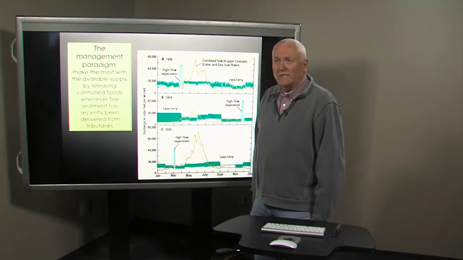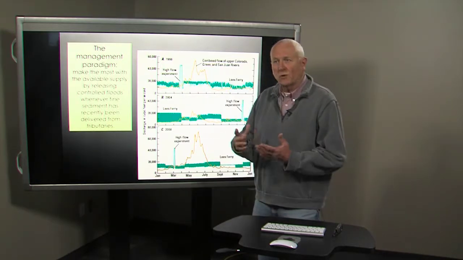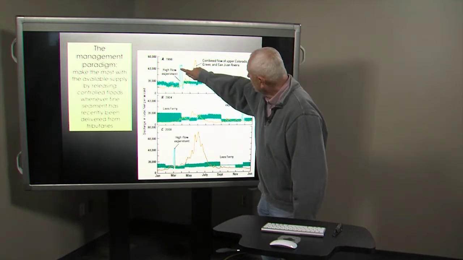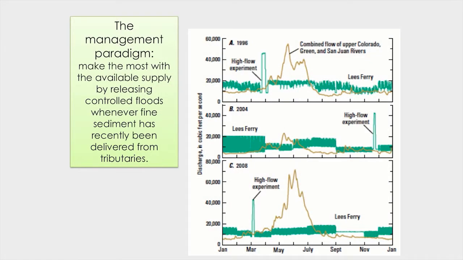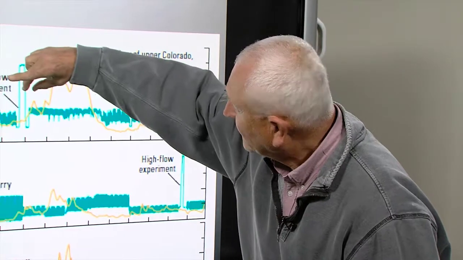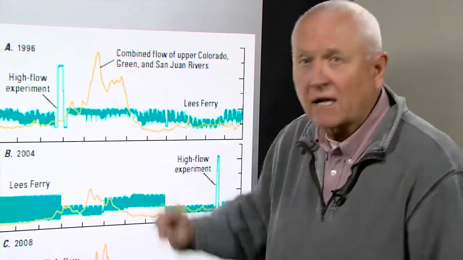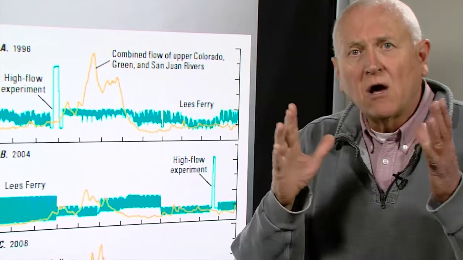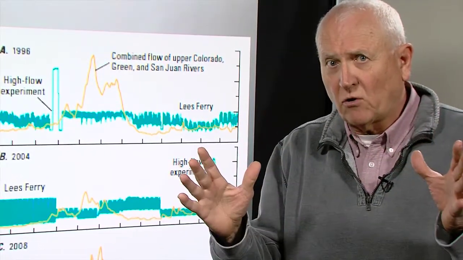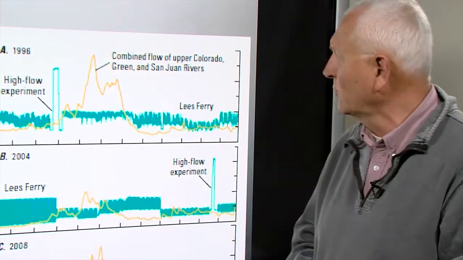These flood releases, called controlled floods or high flow experiments, are short in duration, 3 to 7 days in length. They can only be that long in duration and that high in magnitude because we're mobilizing a much smaller amount of sediment than the wild river.